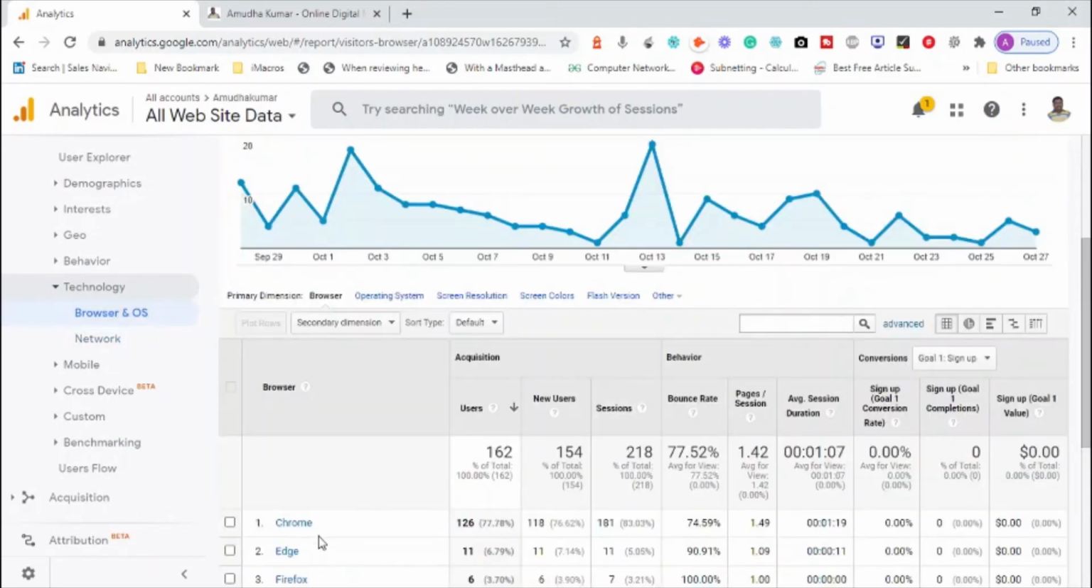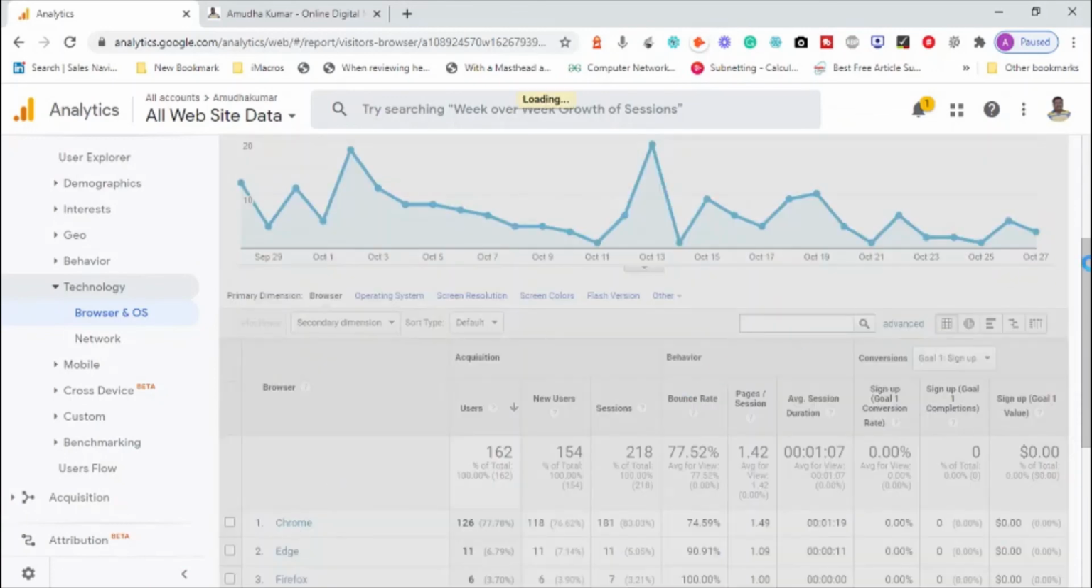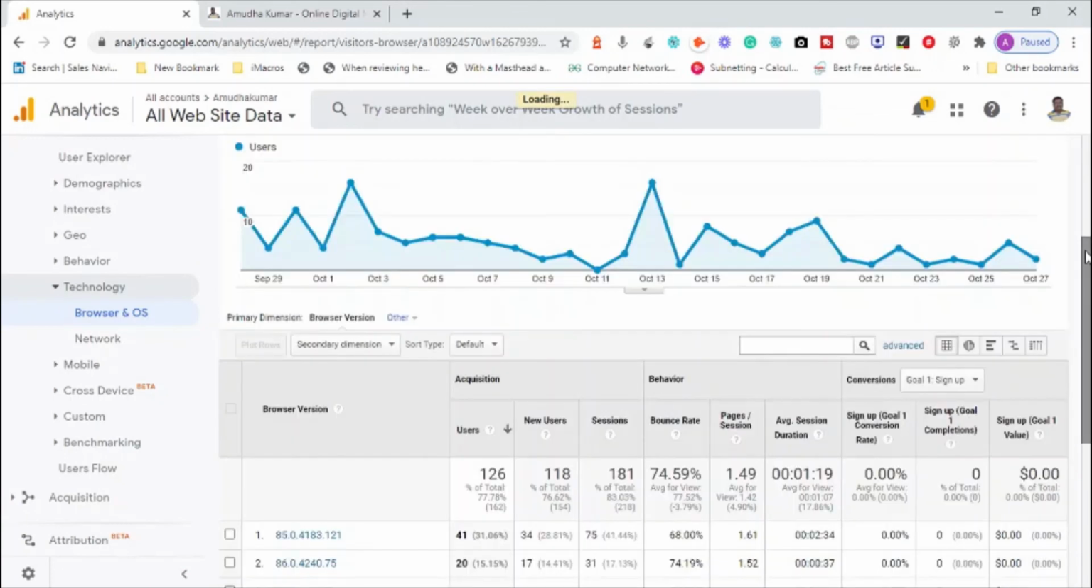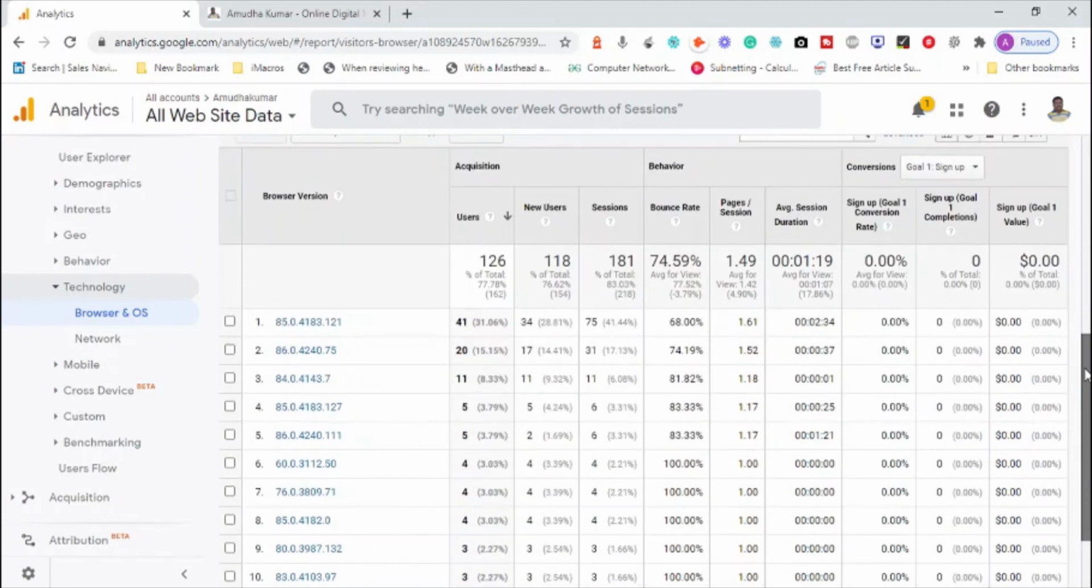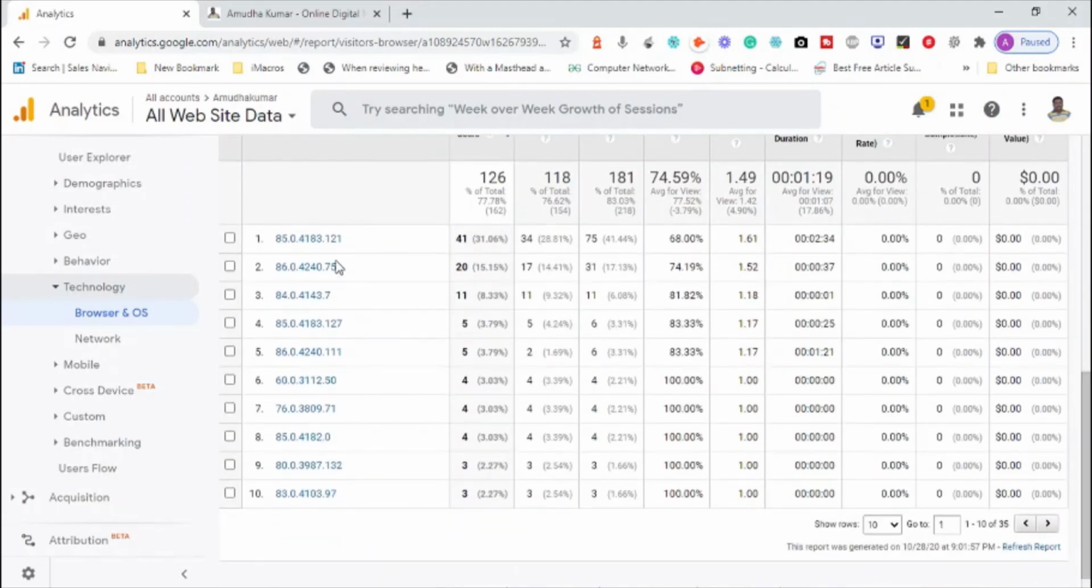You can click on the Chrome browser and start seeing the in-depth data, and Google will take you to a different location. Look at the version of the browser, the Google Chrome version. This particular version is what is used, and this is what we are going to get some information about.